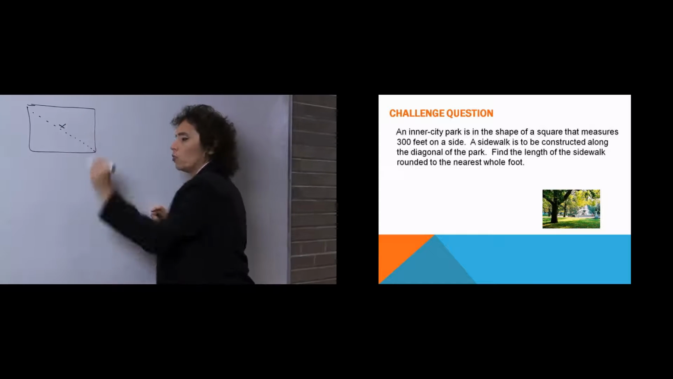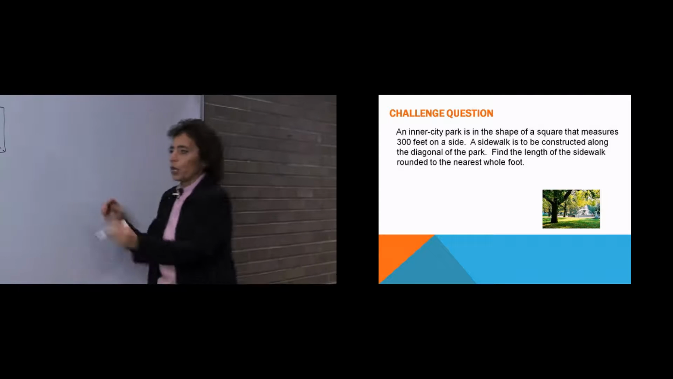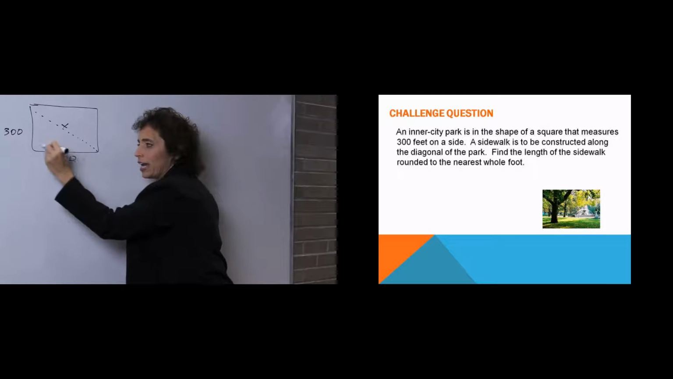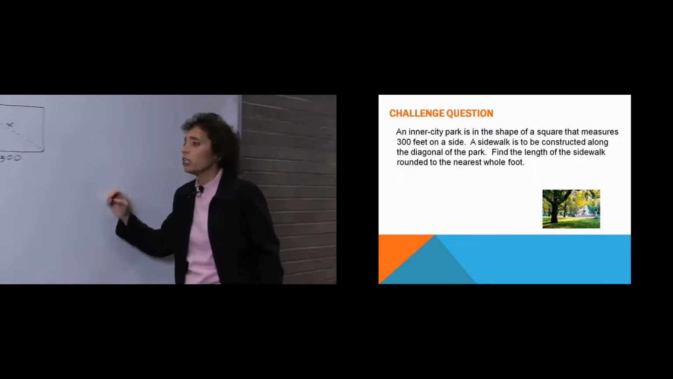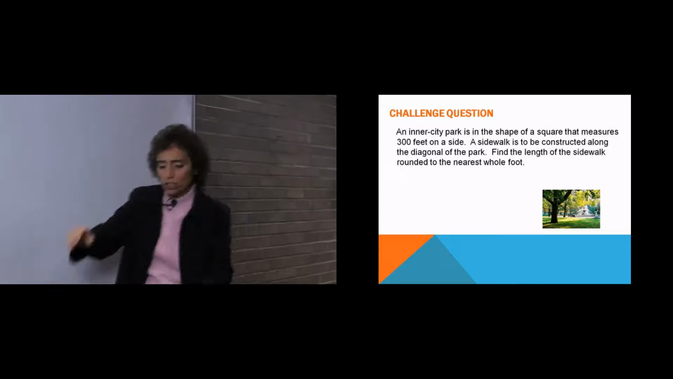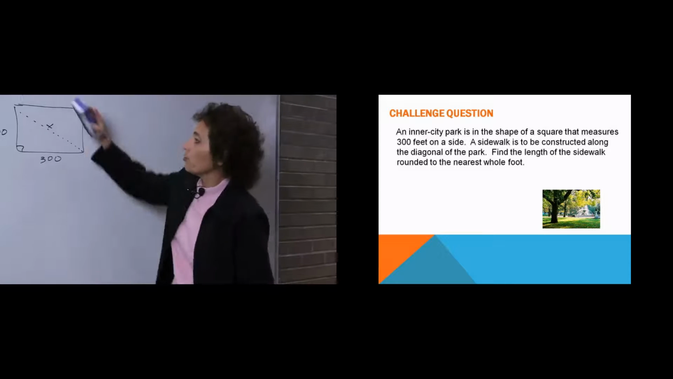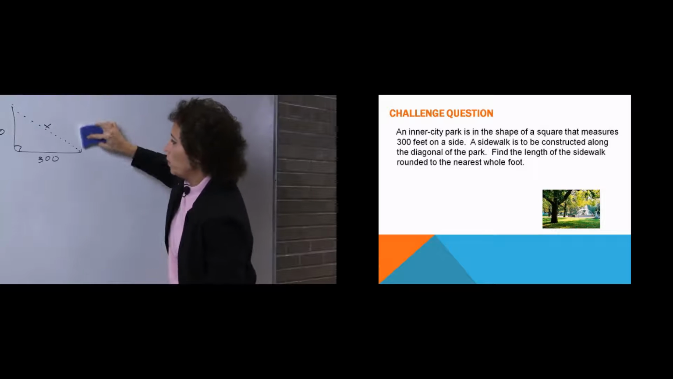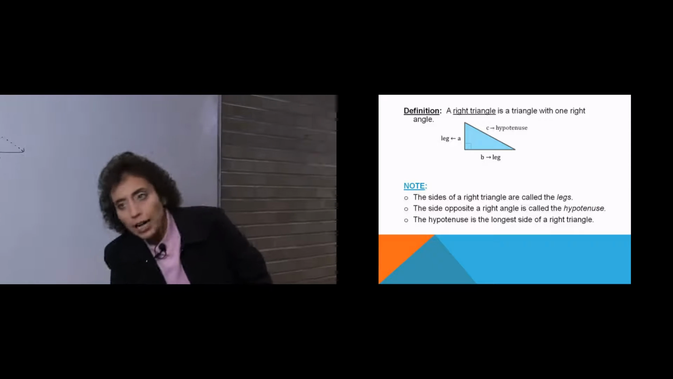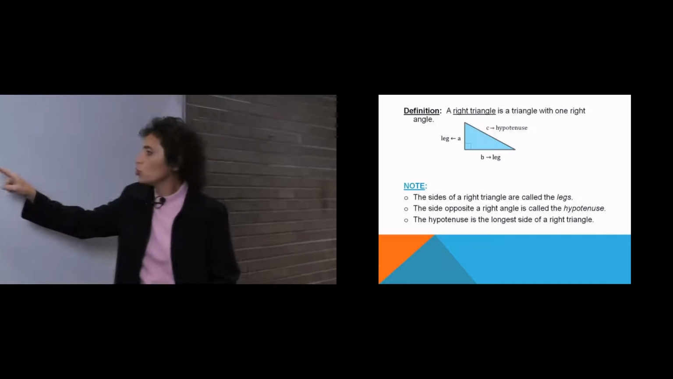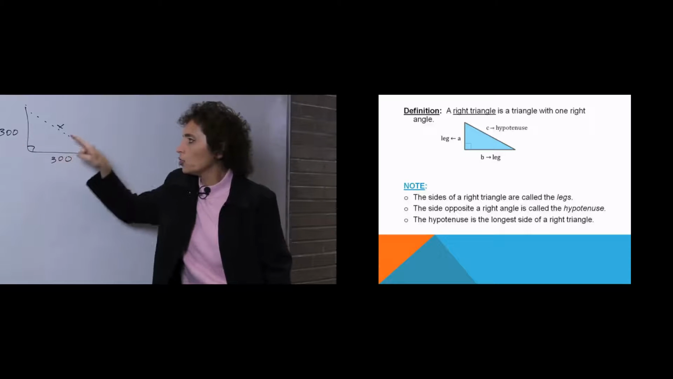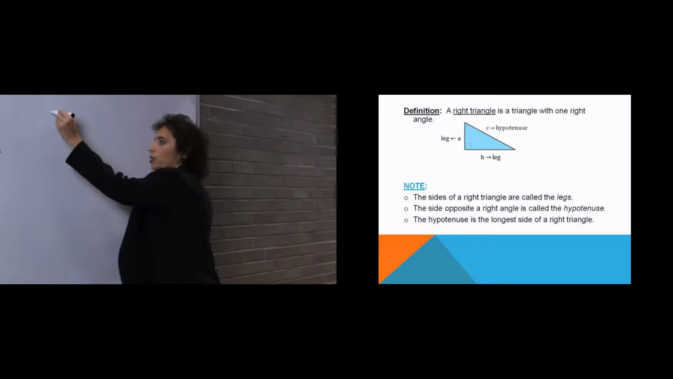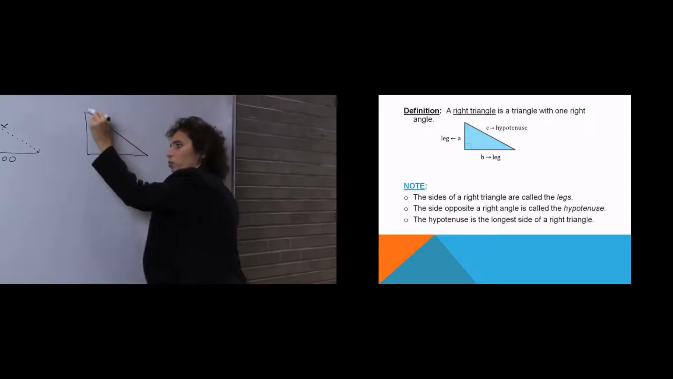Find the length of the sidewalk to the nearest whole foot. So this is what I want to find. This is what I know. I have 300 here, I have 300 here, and I have a right angle here. So here's what I know about just this. I know I have a right triangle whose two sides are 300, and I want the length of this side. I want to talk more about a right triangle before we continue with this, so you understand what's going on.